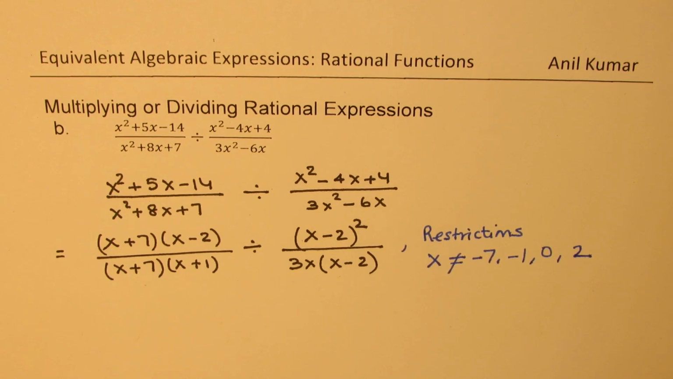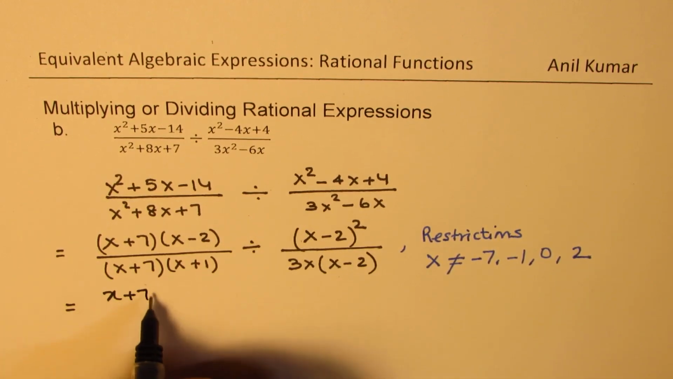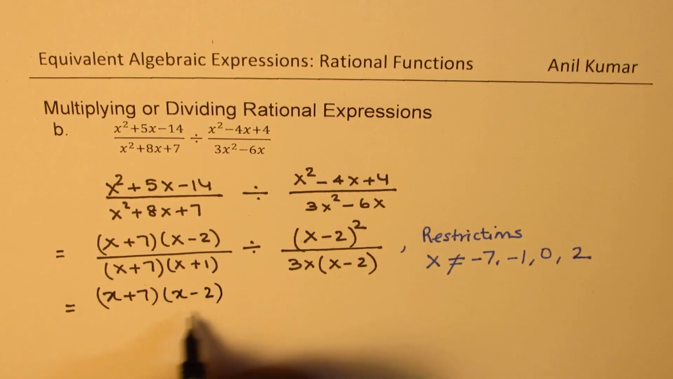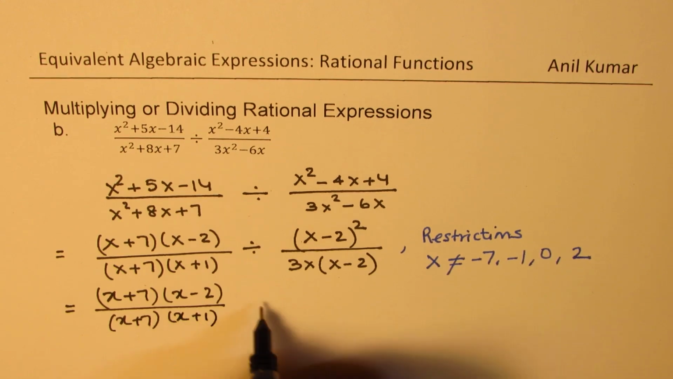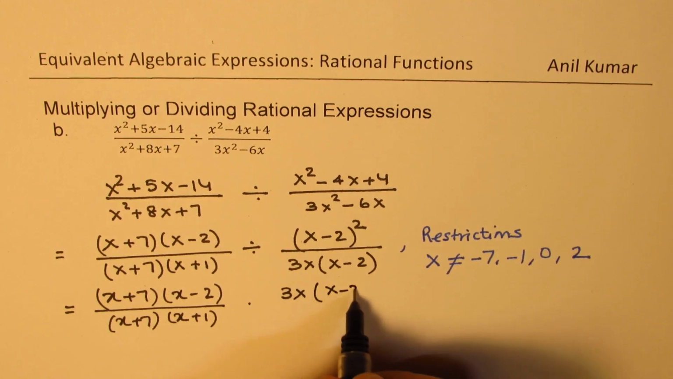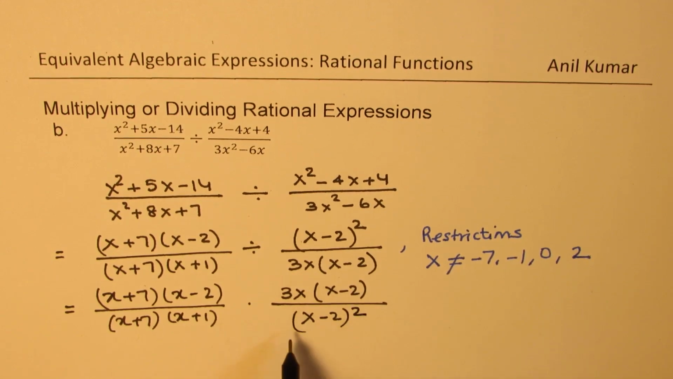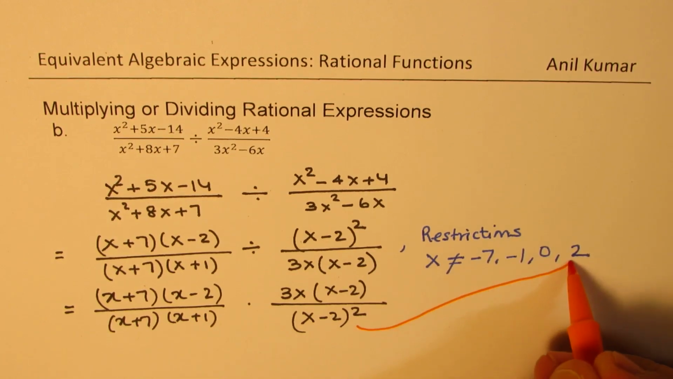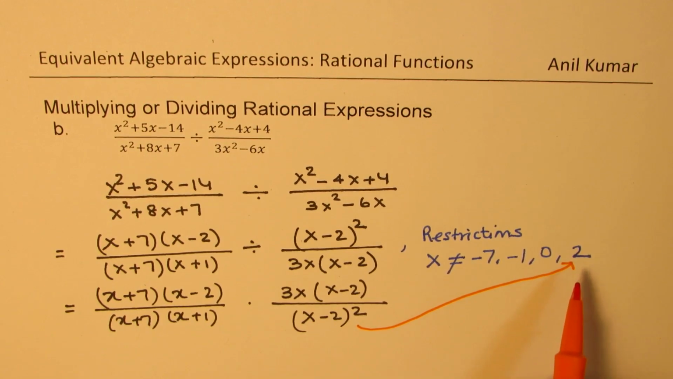But see, remember, division is reciprocal of multiplication. So our next step is going to be, we'll flip this. So let me rewrite this. X plus 7 times x minus 2 over x plus 7 times x plus 1 multiplied by reciprocal of this. So we get 3x and x minus 2 in the numerator, and that becomes our denominator. That means something. We have to include this also in our restrictions, correct? However, it is already there. Since it is already there, we are not adding any restriction.